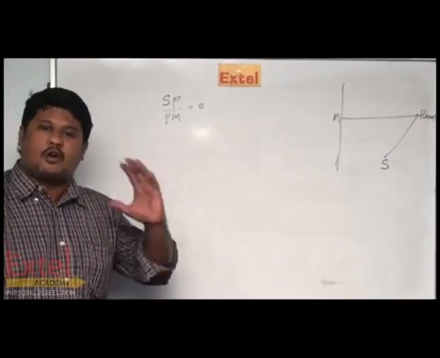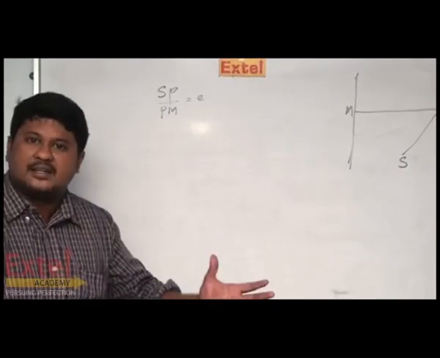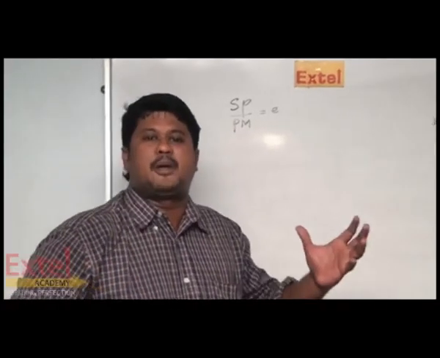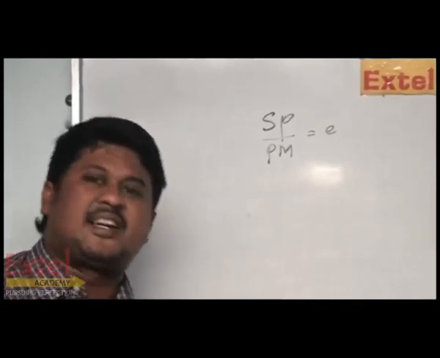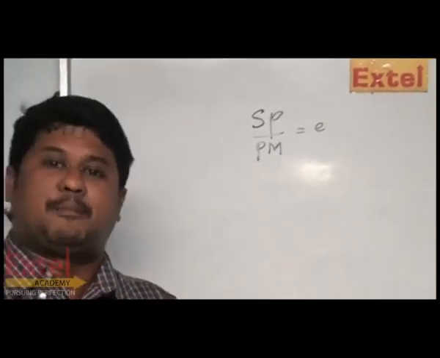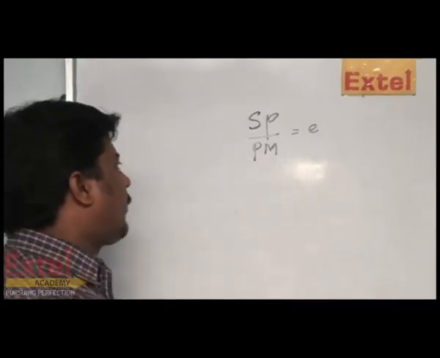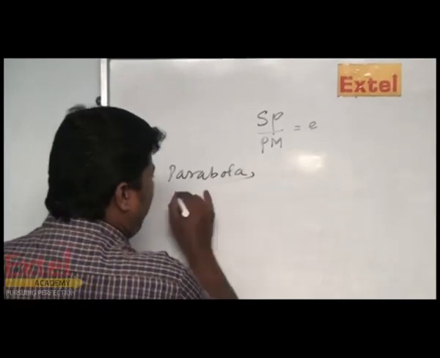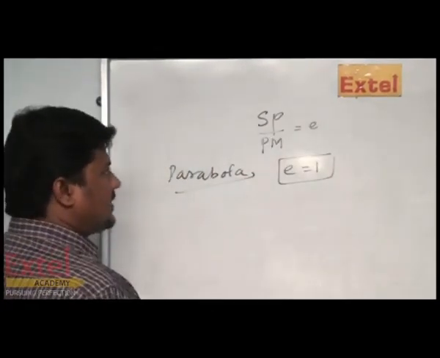In the general form of a conic, always remember that if S is a focus and P is any point on the conic, and PM is the perpendicular distance, then SP by PM equals e. Depending upon the eccentricity, we can call the conic a parabola, ellipse, hyperbola or rectangular hyperbola. First, we are going for the parabola. If it is a parabola, then the eccentricity e equals 1.